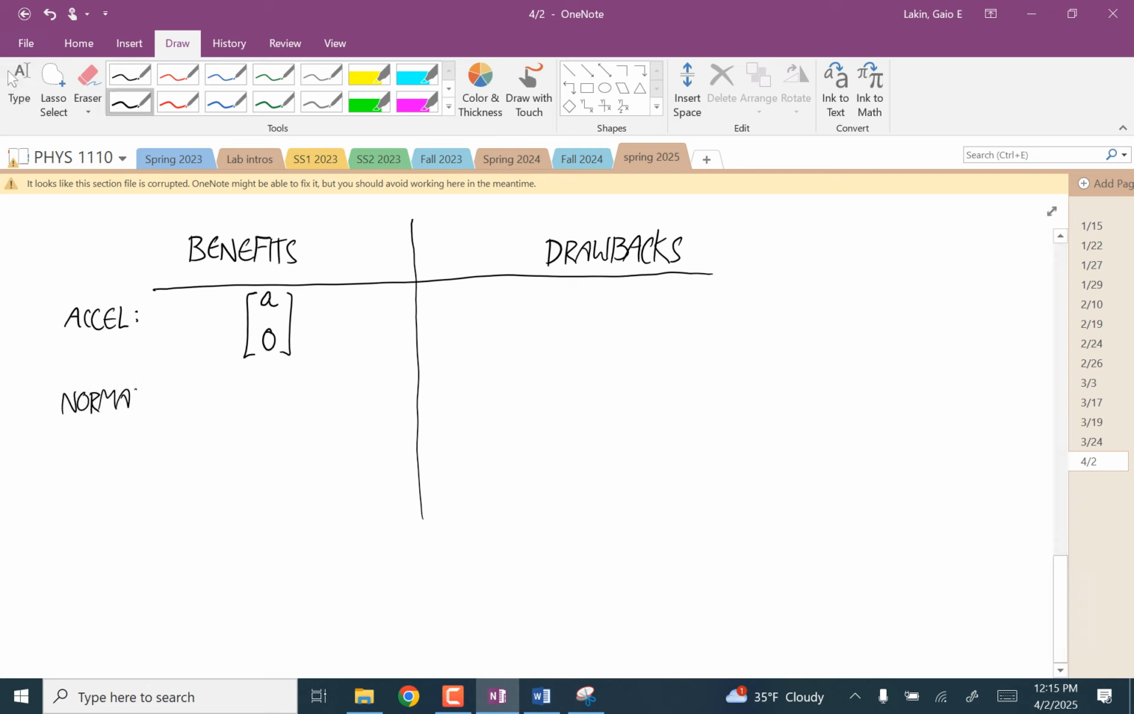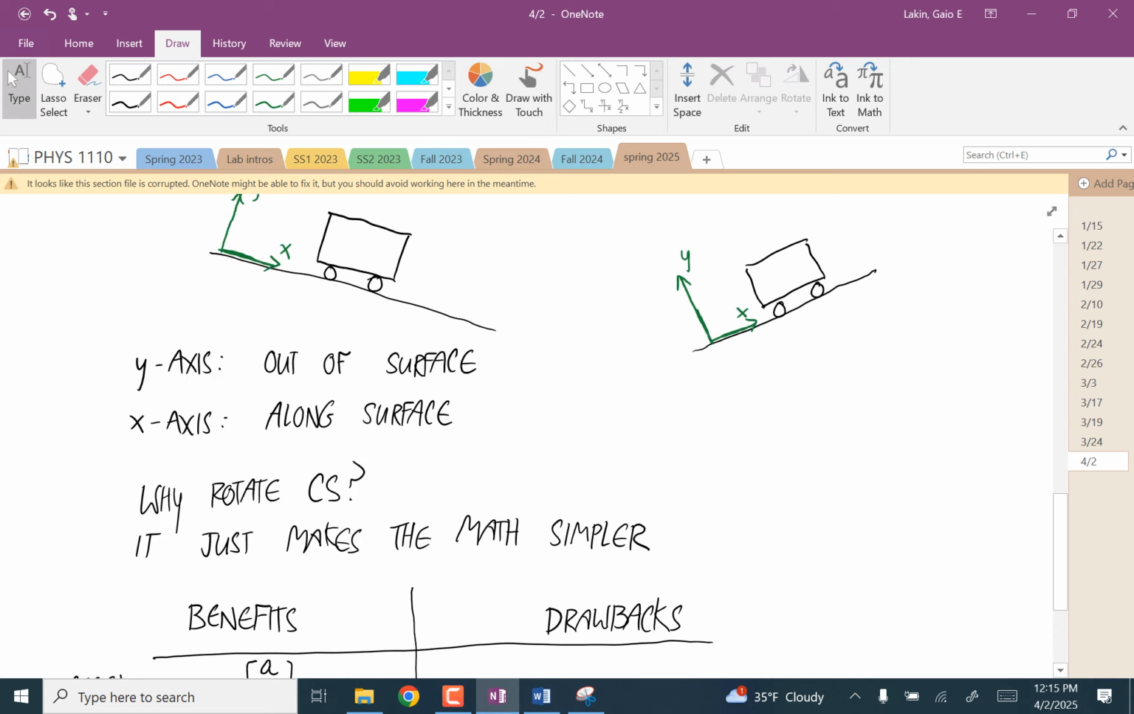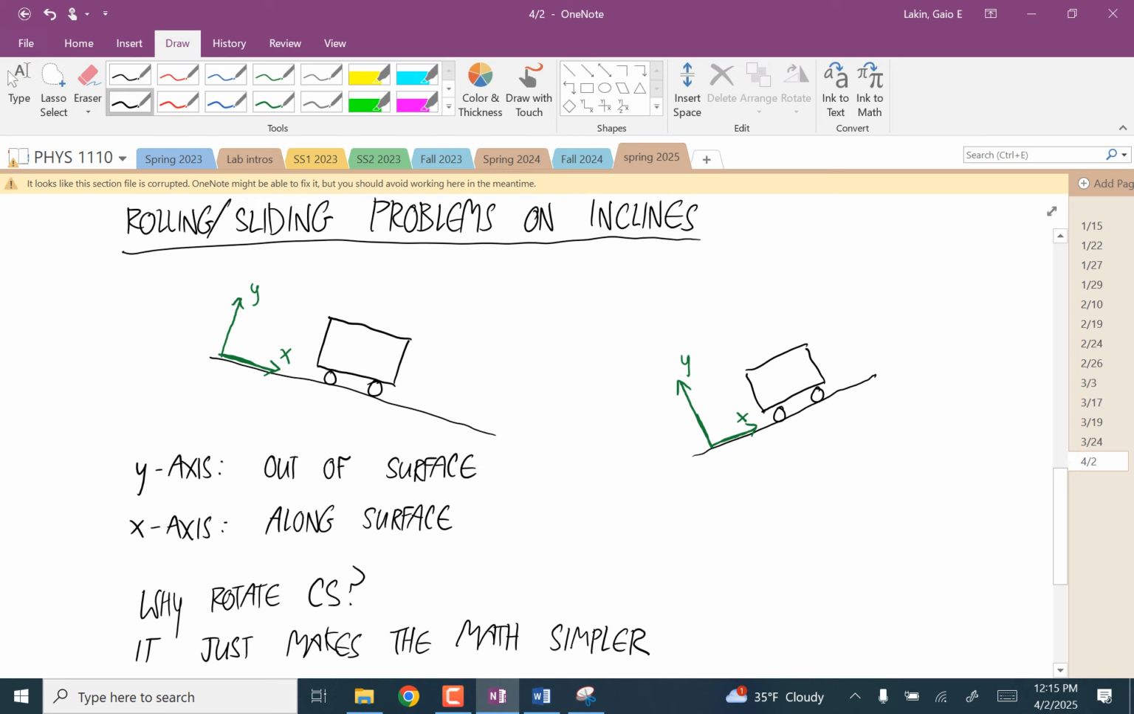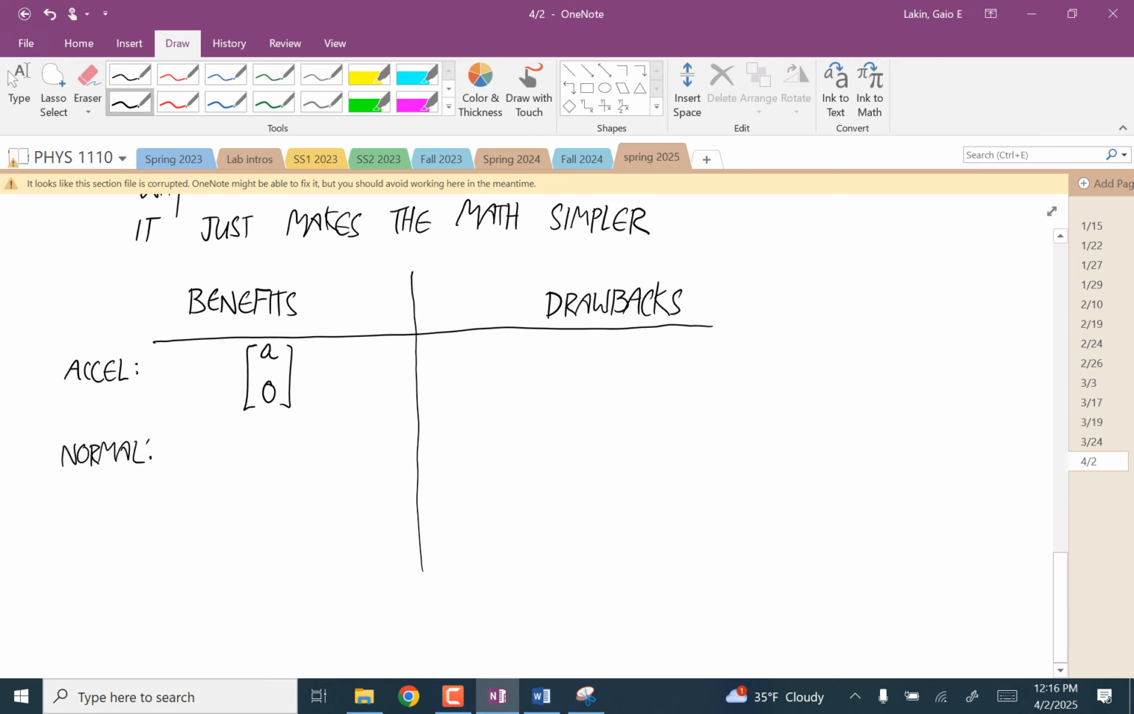Now there's always going to be a normal force, a pushing force from the incline onto the object. That normal force is always perpendicular to the surface. So again, on an incline, that would have x and y components. You'd have to use sine and cosine to figure it out. It would get messy. But with the rotated coordinate system, this is always just going to be 0, n.